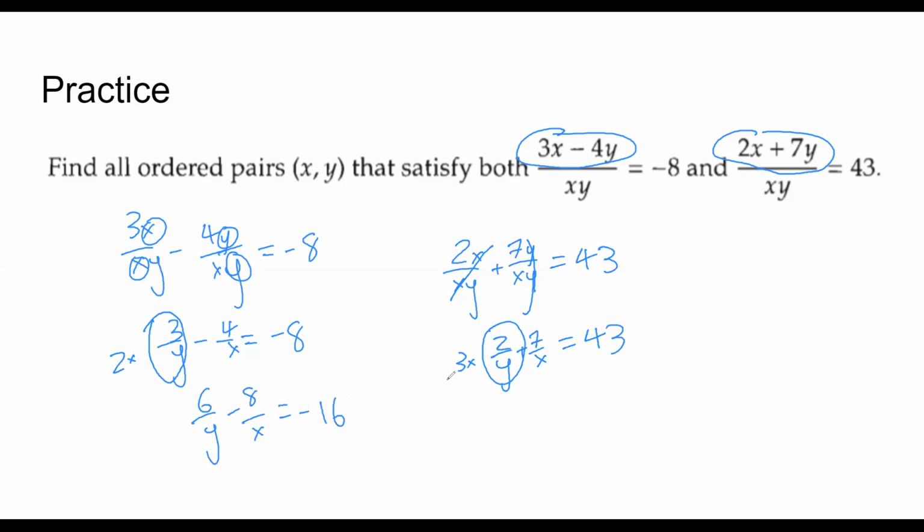And here we have 6 over y plus, what is this? 21 over x is equal to 126. No, sorry, 129. Yeah, 129. Sorry.